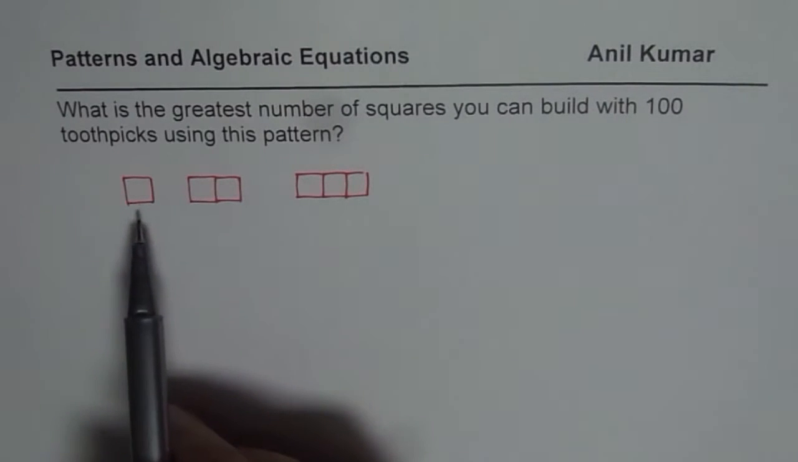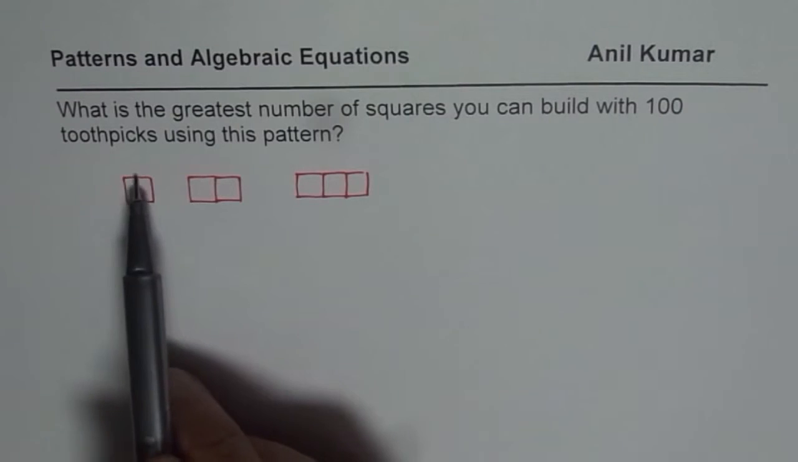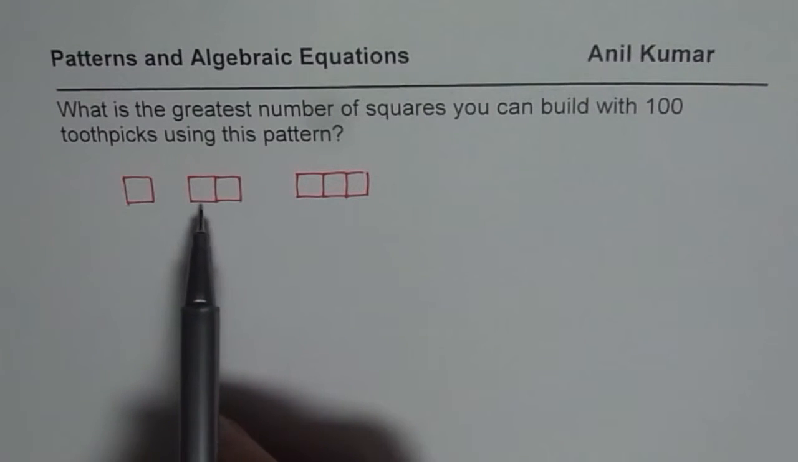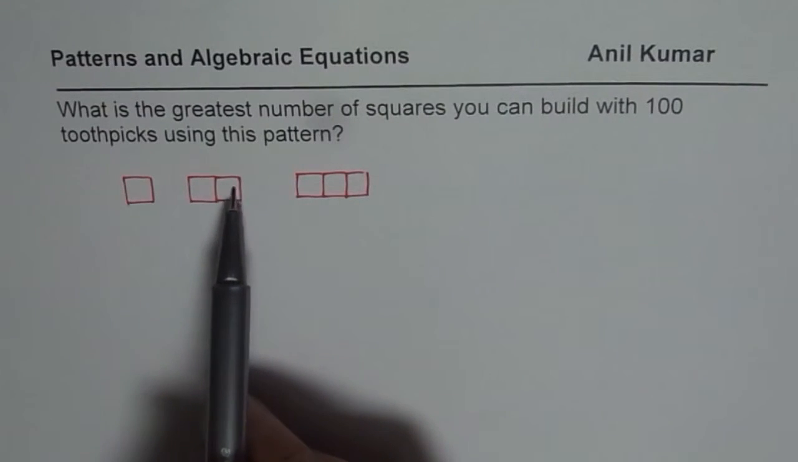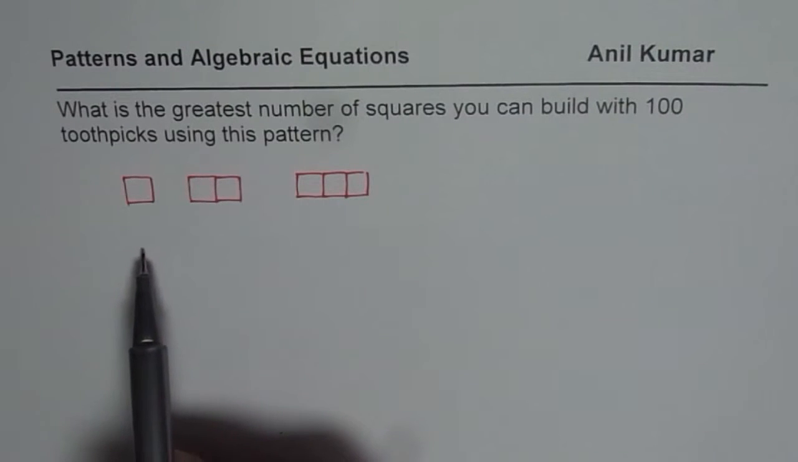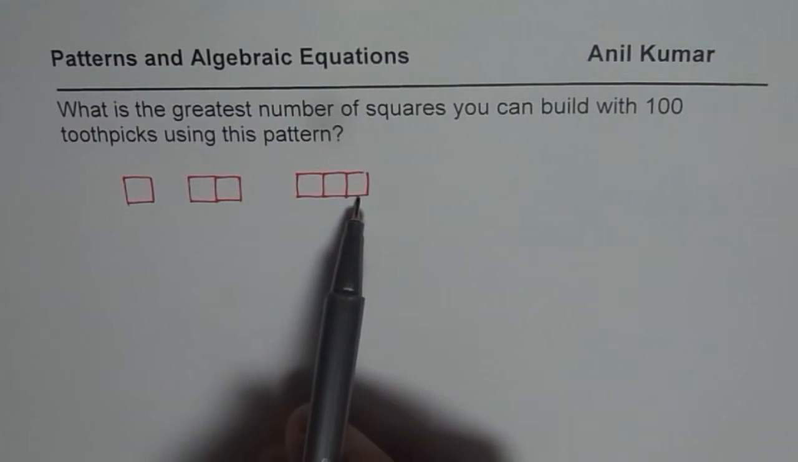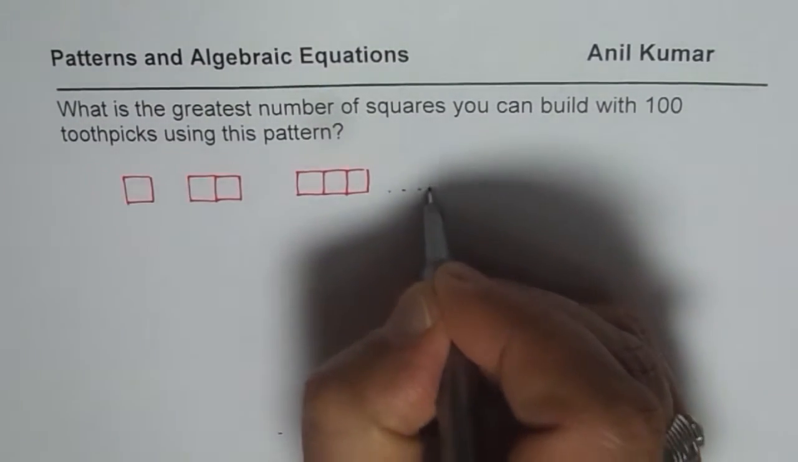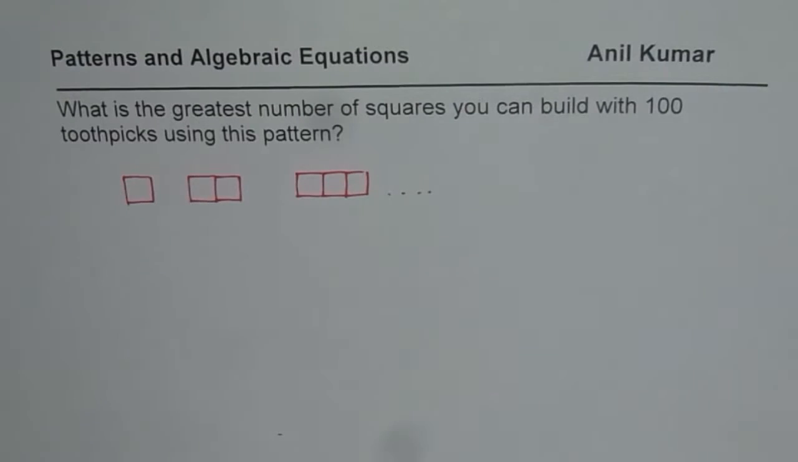So we have a pattern where the first figure has got 4 toothpicks, right? So these are the 4 toothpicks, and you can make one square. You can make 2 squares with 4 plus 3, 7 toothpicks, and then if you add 3 more, you can get 3 squares. Likewise, this pattern could be continued. Now the question here is that if you have 100 toothpicks, how many squares can you make? So that is what the question is. You can pause the video, answer the question, and then look into my suggestion.